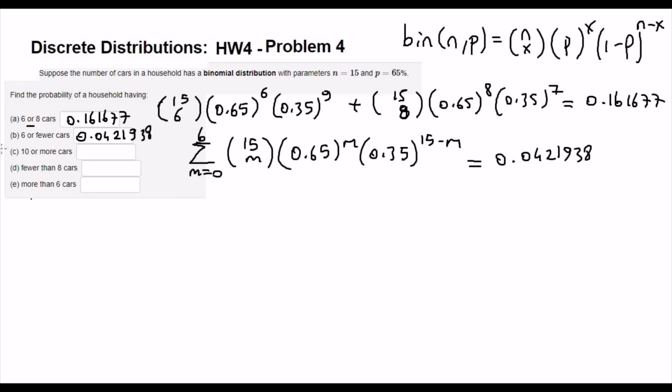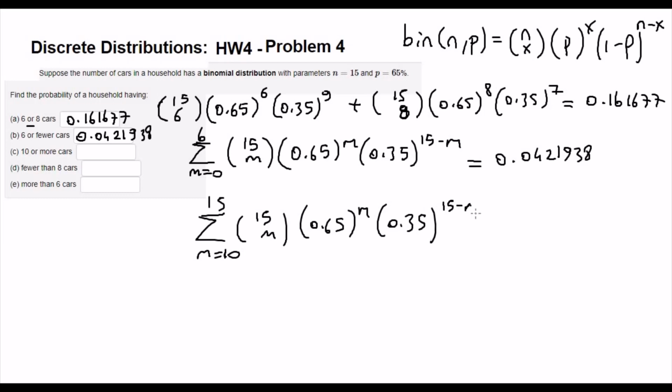What is the probability that a household is having 10 or more cars? We can go from either the sum from 10 to 15 like this, using the same formula, or 1 minus the sum from 0 to 9, and the same parameters. And here you're going to obtain 0.564282.